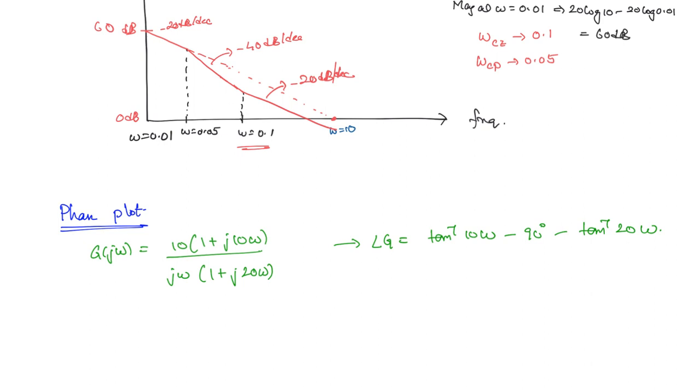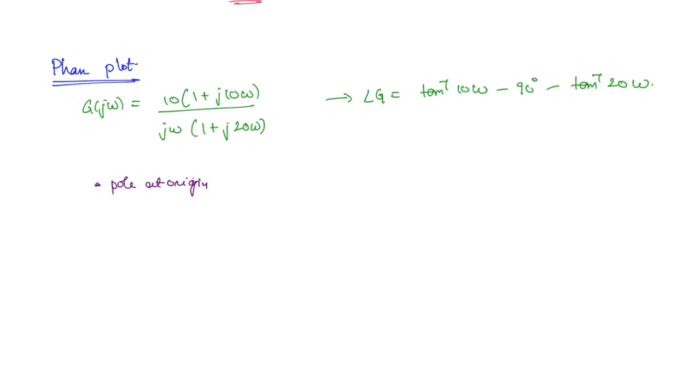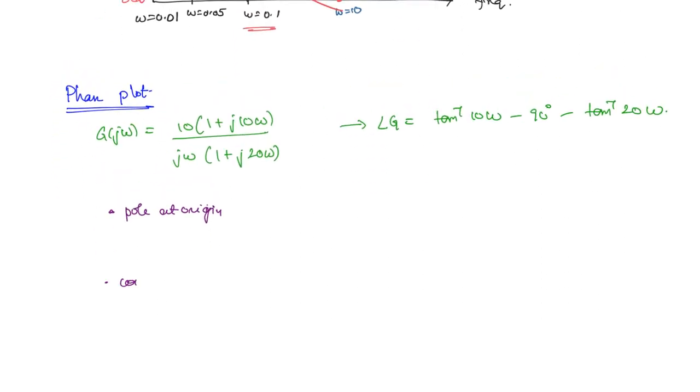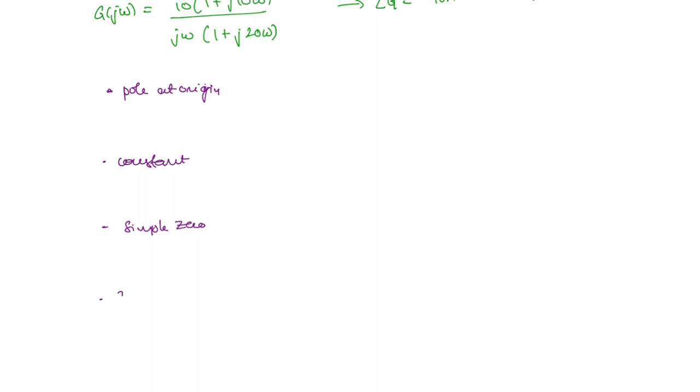Another method that you can do is, just like you can add the magnitude plots, you can add the phase plots of the individual functions. What are the different functions that you have here? First one is you have a pole at origin, and then you have a constant term, a simple zero and simple pole.